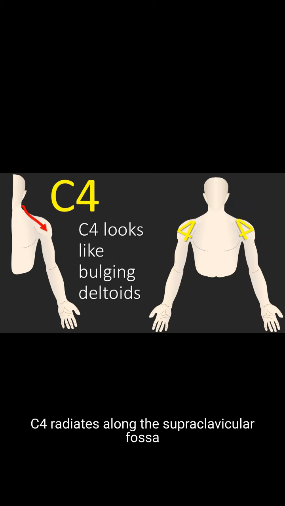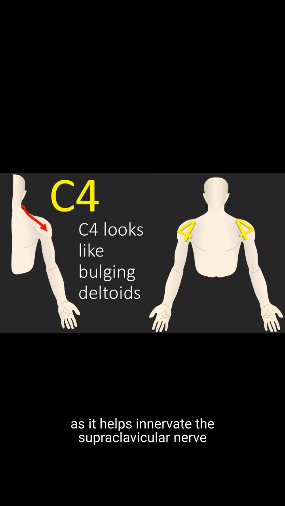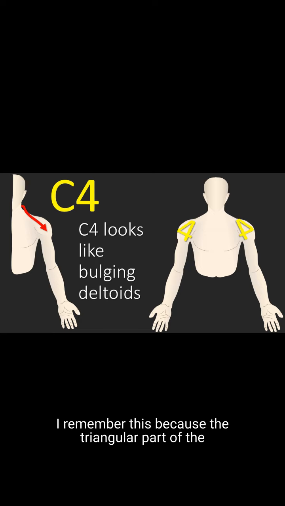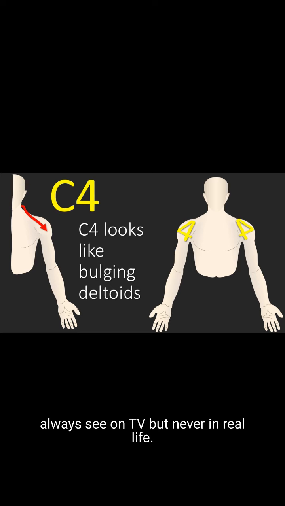C4 radiates along the supraclavicular fossa as it helps innervate the supraclavicular nerve and goes towards the deltoid. I remember this because the triangular part of the number 4 looks like the bulging deltoids that you always see on TV, but never in real life.